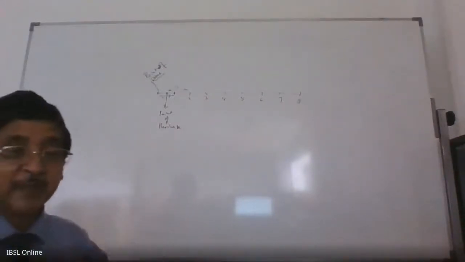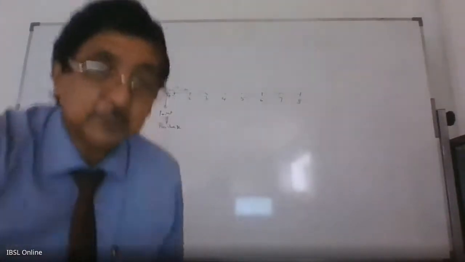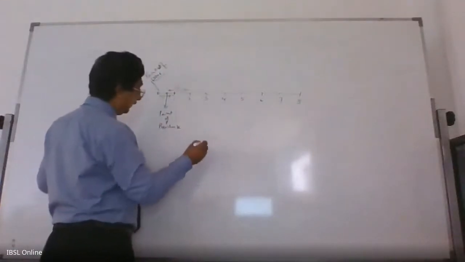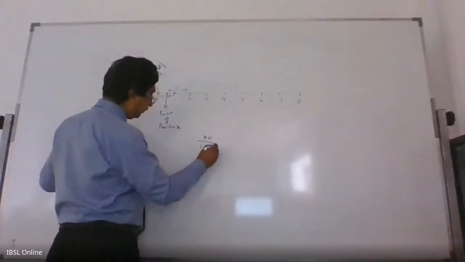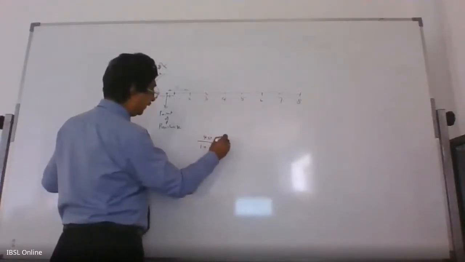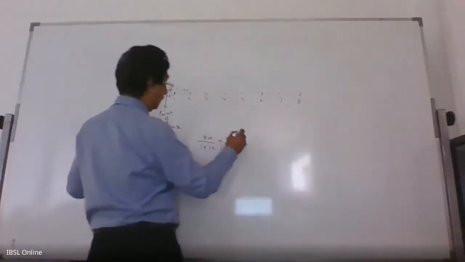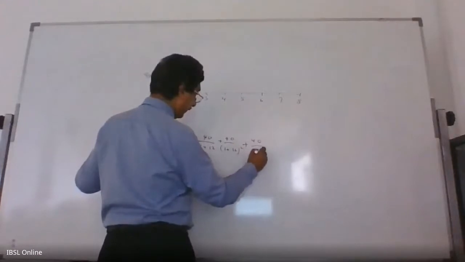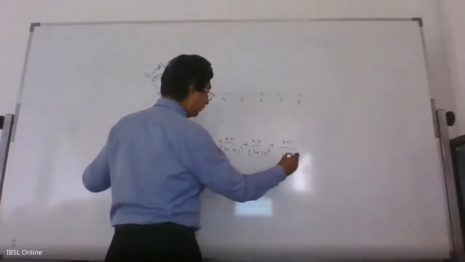In order to calculate that price, I will write a certain cash flow equation. Now the cash flow is 40 divided by 1 plus 0.12 to the power 1. Then 40 divided by 1 plus 0.12 to the power 2. 40 divided by 1 plus 0.12 to the power 3. 40 divided by 1 plus 0.12 to the power 4.